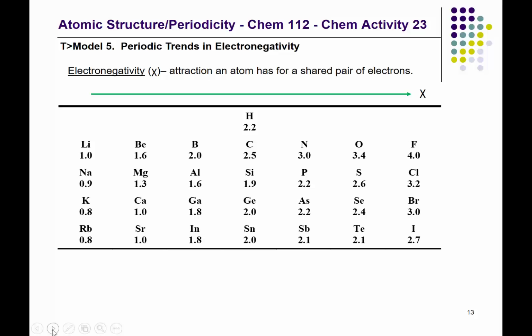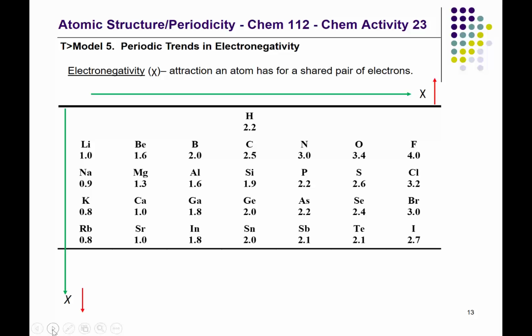So of course, across the periodic table, I think you can see that the numbers get larger. In the Linus Pauling scale, fluorine has the largest electronegativity. And you can see that the lowest electronegativities occur for the metals. They have the least attraction for the shared pair of electrons. Electronegativity goes up across the periodic table and goes down the periodic table.